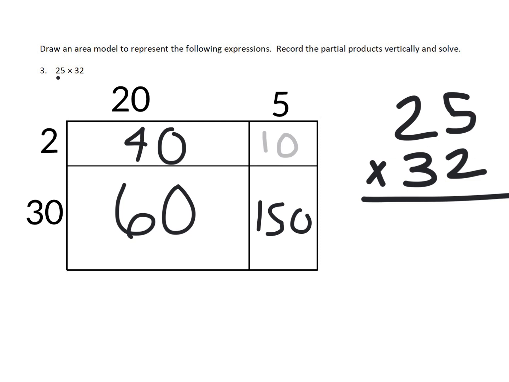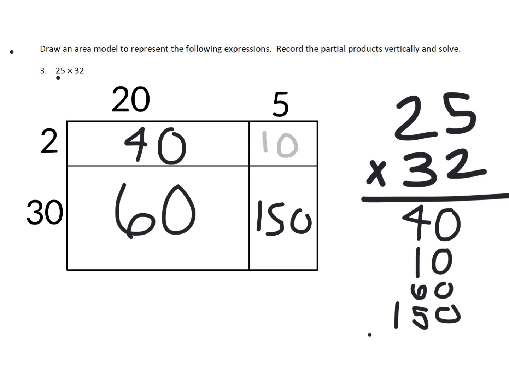Now we are going ahead and starting to record as we got our numbers below this. So first we got the 40, then we got the 10, then we got the 60, and then we got the 150. Now we are going to add all of these together to get our whole big product of this multiplication.